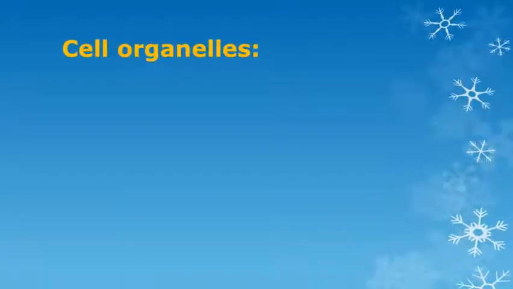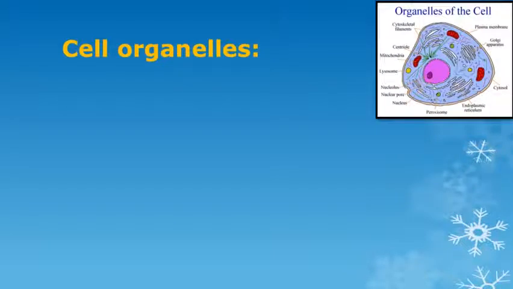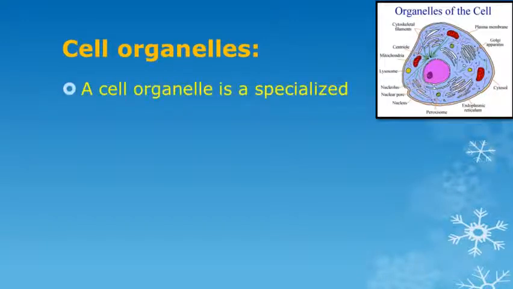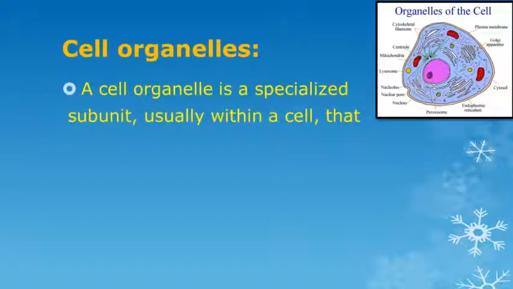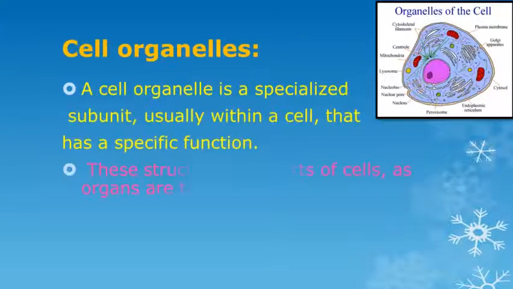Next we have cell organelles. Here you can see a cell in which you can see a centriole, mitochondria, lysosome, nucleus, endoplasmic reticulum, cytosol and Golgi apparatus. So what are these? These all are cell organelles. A cell organelle is a specialized subunit, usually within a cell, that has a specific function. These structures are parts of the cell as organs are to the body. That means these are the organs of the cells.